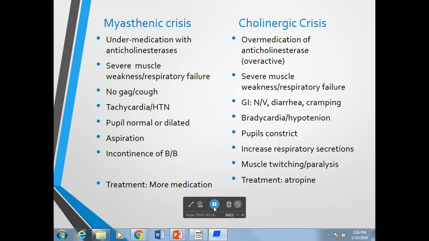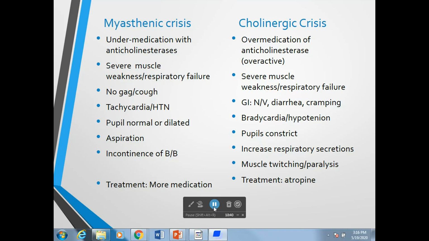Now remember, why is that? That is because the patient is having problems with their muscles, so they aren't able to swallow correctly, which means that they could aspirate. They could also have incontinence of bowel and bladder. So what's the treatment for this? It's to give them more medication because obviously they're under-medicated.